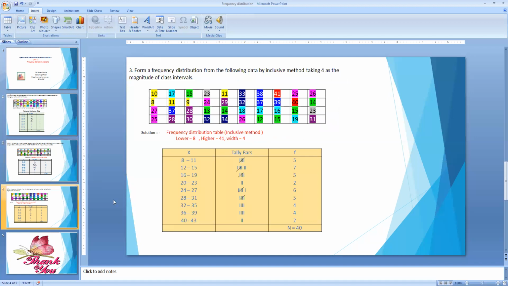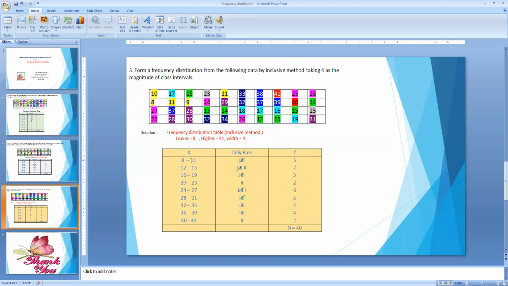Let us go for the next one. One more question. This is the question given to show the data in the form of a frequency distribution by the inclusive method. Inclusive means the upper limit will not become the lower limit of the next class, and the width of the class interval is also 4 here. Certain numbers are given, and we have to frame the class intervals by the inclusive method. So we should be very clear: inclusive means the upper limit will not become the lower limit of the next class interval.